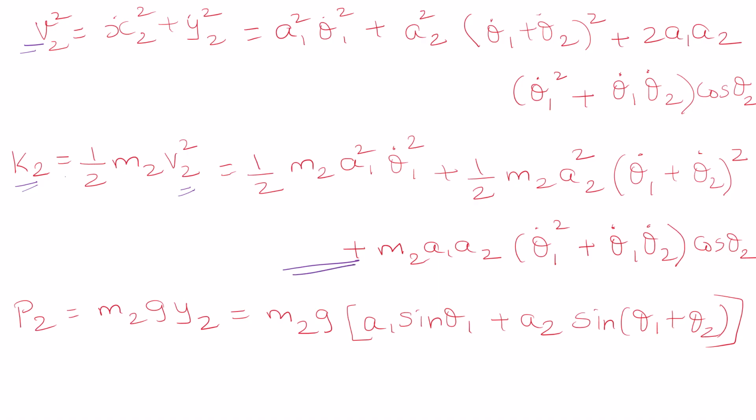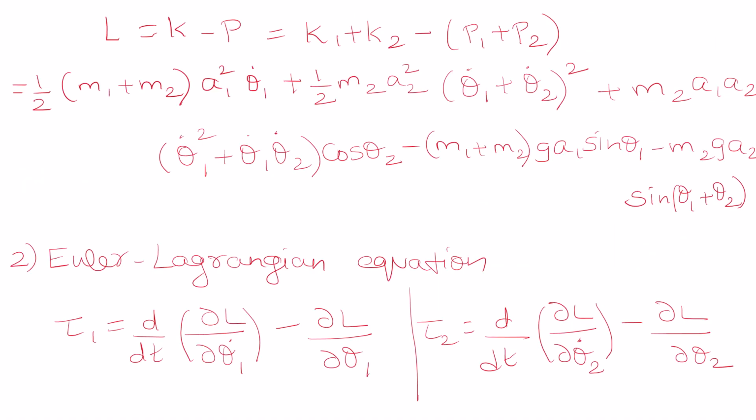Then we will find the potential energy of link 2. The potential energy of link 2 is m2 g y2, where the height is y2. So we will be getting m2 g into (a1 sine theta 1 plus a2 sine (theta 1 plus theta 2)). This we have already got from the earlier figure itself, right? So now we have got the kinetic energy and potential energy of both the links.